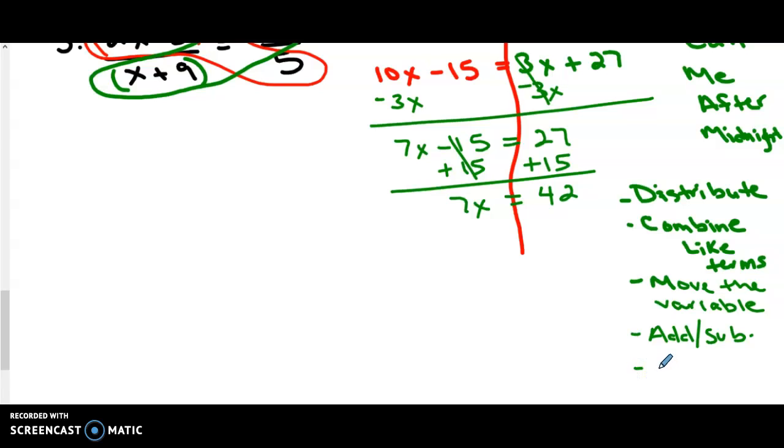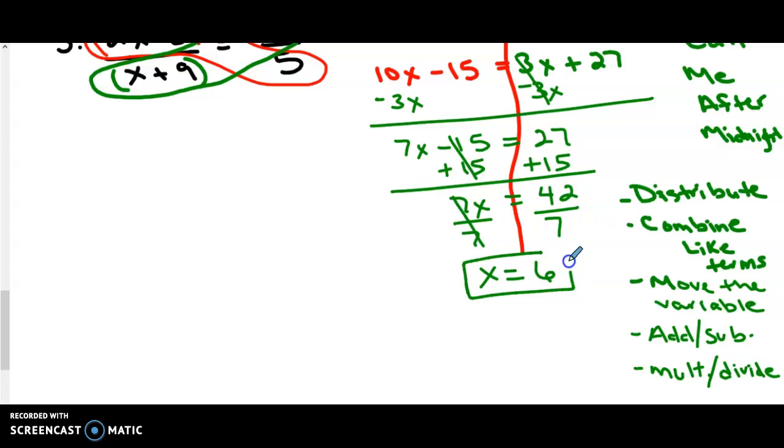And the last M is for multiply or divide. Don't call me after midnight. So since 7x is the same as 7 times x, we have to do the opposite of multiplication by dividing by 7 on both sides. So 7x divided by 7 reduces to 1x, or just x. 42 divided by 7 is 6. x equals 6.